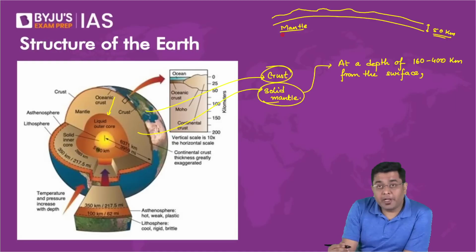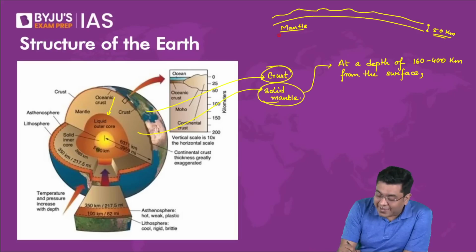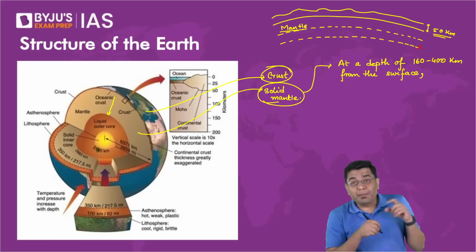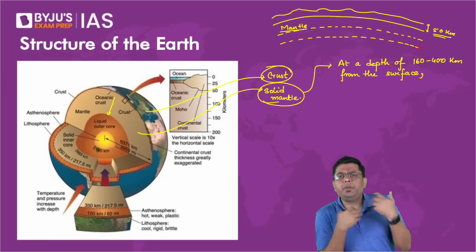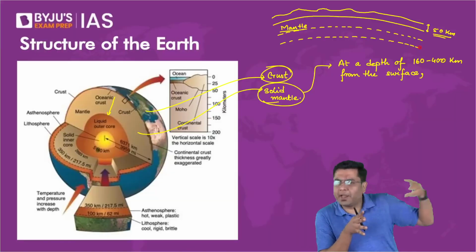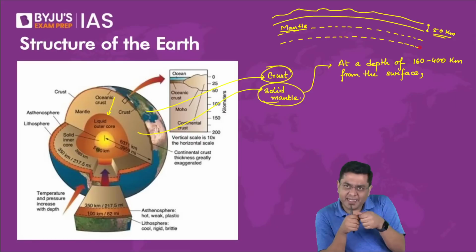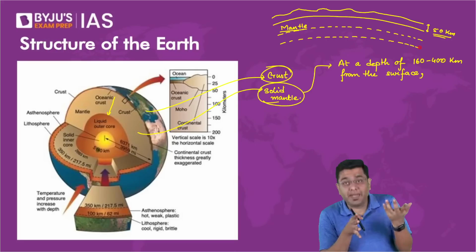After you reach around 160 to 400 kilometers from the surface, at that depth, the region of the mantle, for a significant proportion, is in a semi-solid or plasticky state. It is not a complete liquid, it is not a complete solid. What do we mean by the difference between solid, semi-solid, and liquid? When we say liquid, it can flow. When we say solid, it is rigid. But semi-solid or plasticky is somewhere in between, where it is partially molten but not completely liquid.